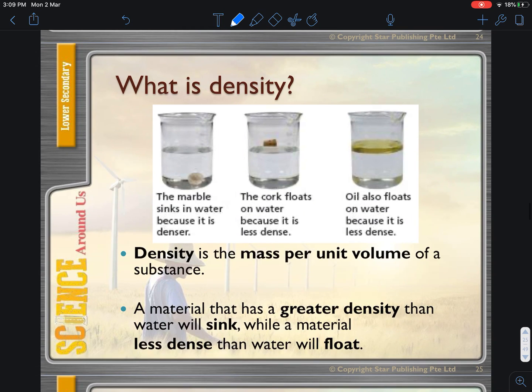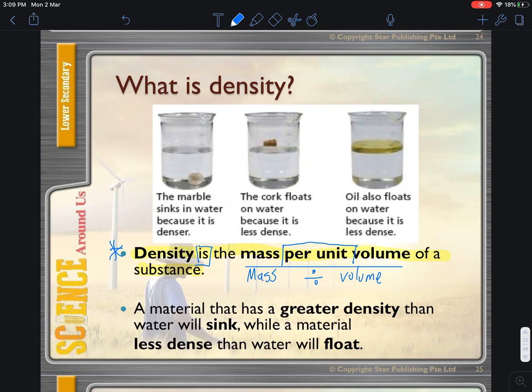Next, what is density? Density is the mass per unit volume of a substance. This definition is very important, and I would strongly suggest you memorize it. The definition is actually a repeat of the formula. What do we mean by mass per unit volume? You treat per unit volume as a divide sign. So density is the mass divided by the volume.